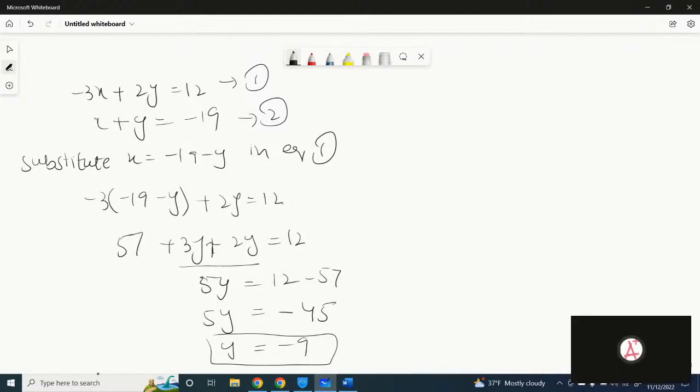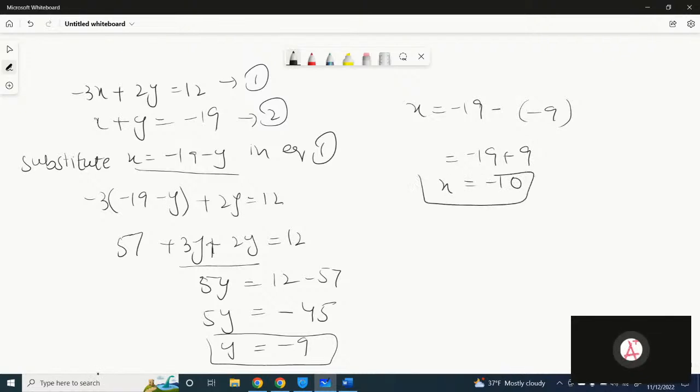Got it? Now you can substitute the value of y in this equation and find the value of x. So x equals negative 19 minus negative 9, so negative 19 plus 9, which would be negative 10. So x equals negative 10. The solution is negative 10 and negative 9. Got it? Okay, you can complete the test by yourself later today.